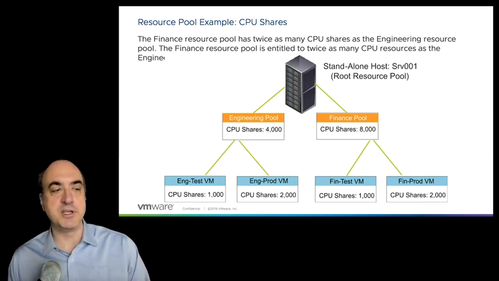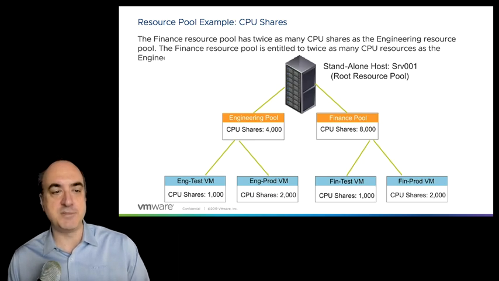Meanwhile, in those pools, the different VMs are also prioritized a bit differently. You have the engineering test and engineering prod. We see that the eng prod has 2,000 CPU shares and the engineering test has 1,000 shares. Same applies to the fin prod and fin test over on the finance pool. The fin prod has 2,000 shares and the fin test has 1,000 shares. So we can see that the prod VMs will have a 2-to-1 favoritism over the test VMs.